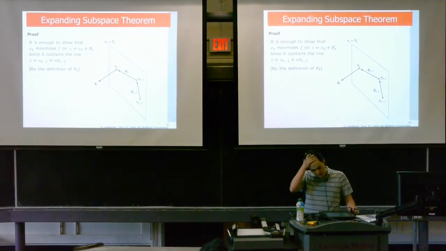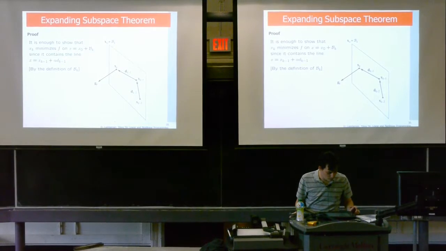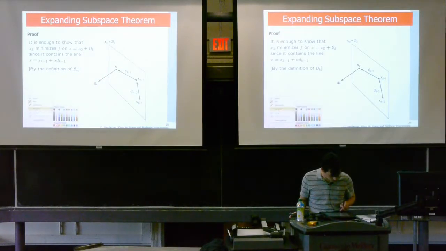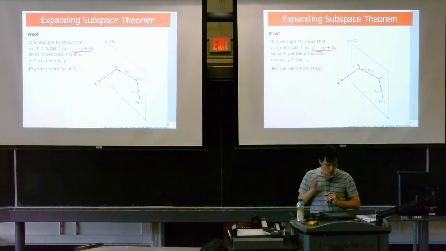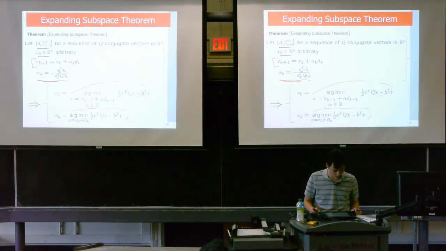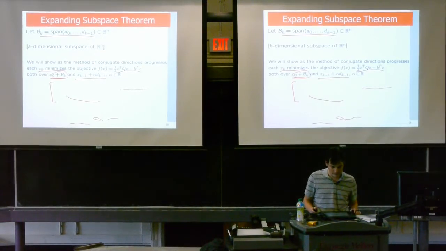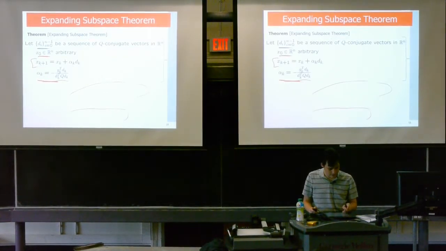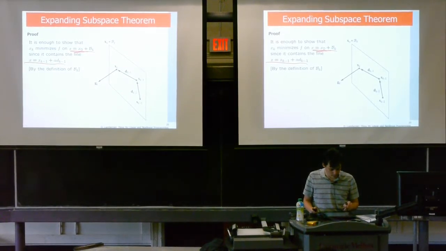So the proof is a little bit of calculations, but one thing that we can immediately observe is that it's enough to show that xk minimizes f, our function, on this x naught plus Bk subspace, because this subspace contains this line. This is how we defined Bk. So again, remember that Bk was the span of the first k conjugate directions. You can see that for x we have this update rule, and because of that, x naught plus Bk contains this line.